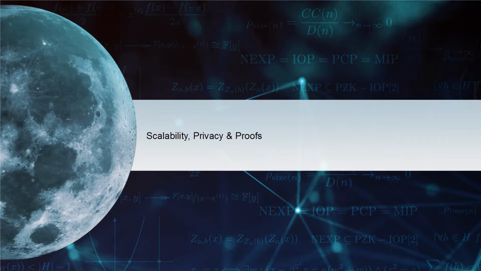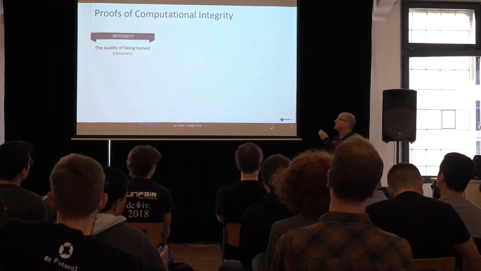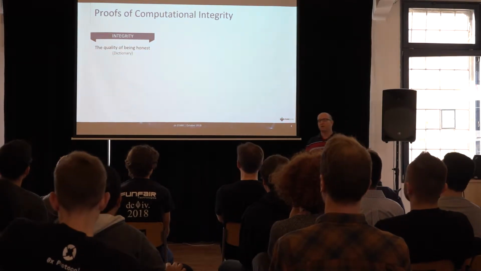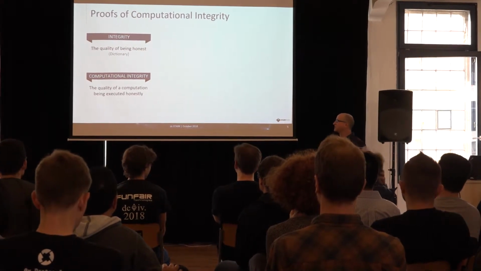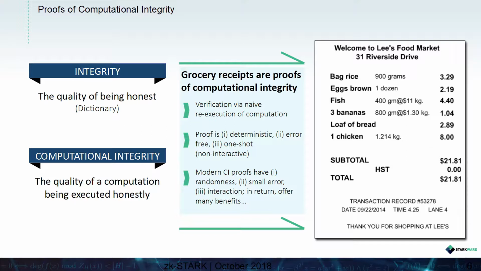So there's a lot of discussion of ZKP and zero knowledge proofs and what they can deliver, but we would like to refocus the attention to the property of computational integrity. And integrity is defined as the quality of being honest, being true and correct. So computational integrity, by logical deduction, is the quality of a computation being performed honestly or correctly. And what this means is that when someone reports to you the output of a computer program on specific inputs, you would like to be able to know that the output is correct.